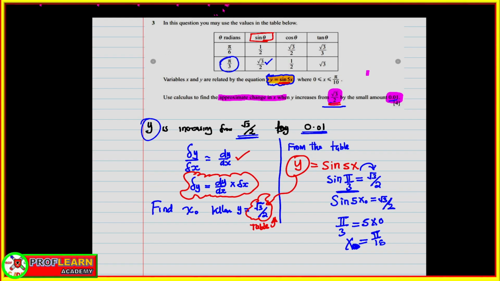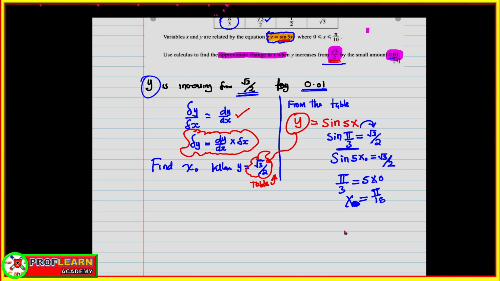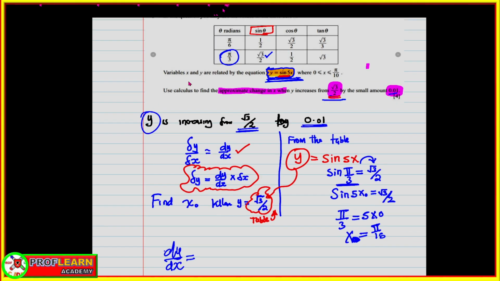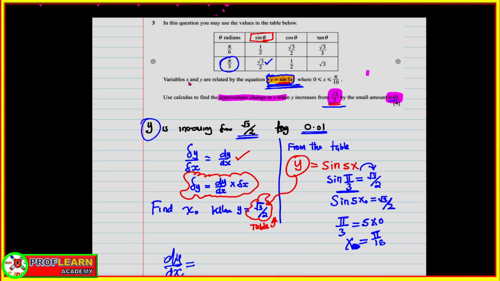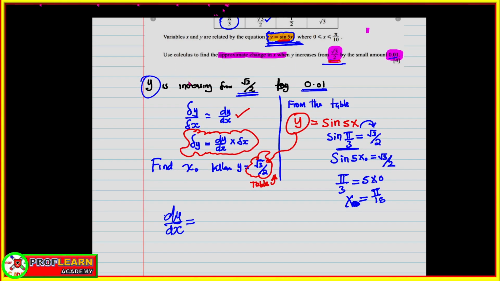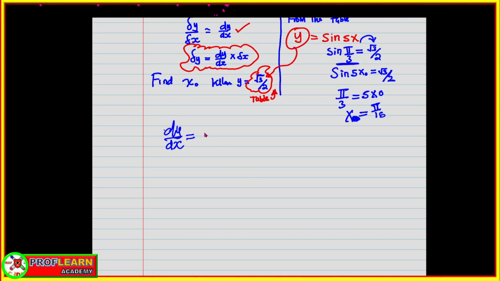All right, so that's the case. Then we are going to do dy/dx at this point. dy/dx is going to be equal to what? Differentiating this part, of course, that's going to translate to 5 cos 5x.